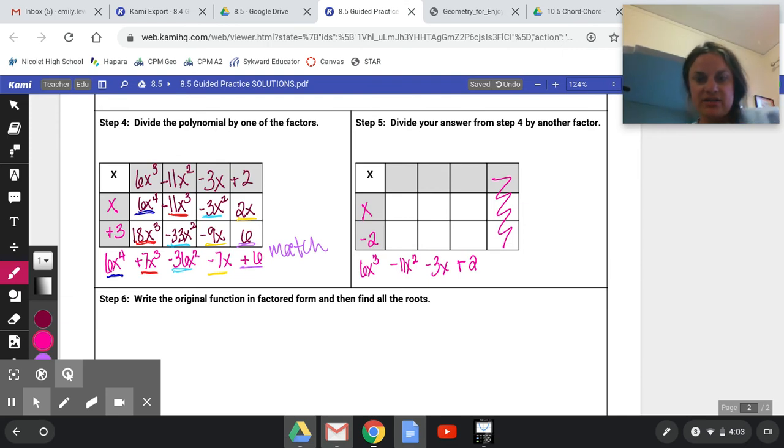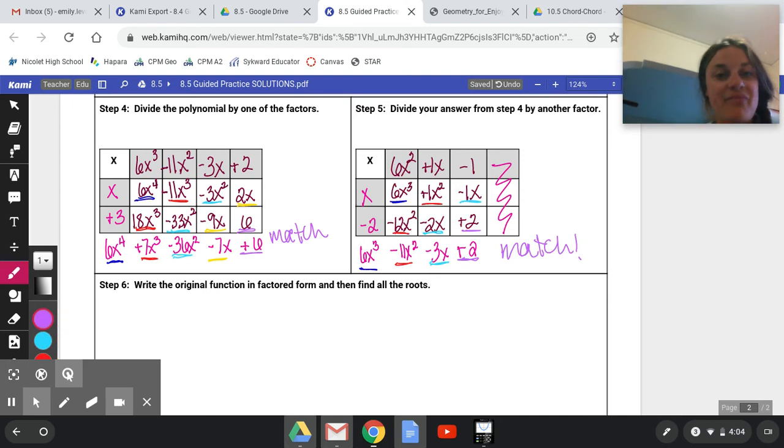I went ahead and started the next PolyDoku puzzle for you, and I want you to once again try it out on your own right now. Okay, so go ahead and check your work right there. You should have broken it down and gotten 6x squared plus 1x minus 1. Now, step 6, write the original function in factored form and then find all the roots.